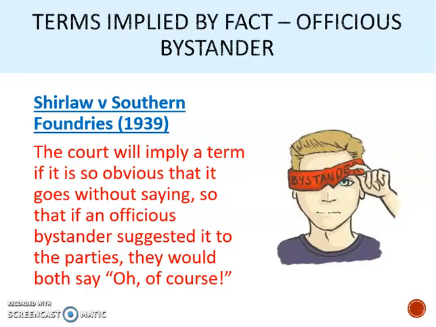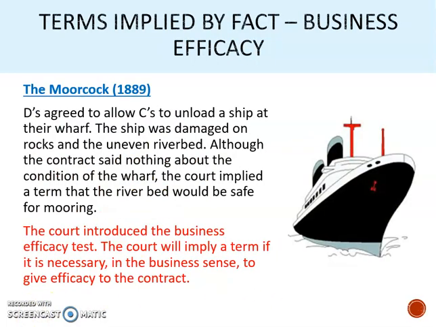And what this test really means is that the courts will only imply a term into the contract if it is obvious that both parties would agree to the term at the time the contract was made, i.e., courts can't be implying terms after the event that wouldn't have been agreed to by the parties themselves at the time.